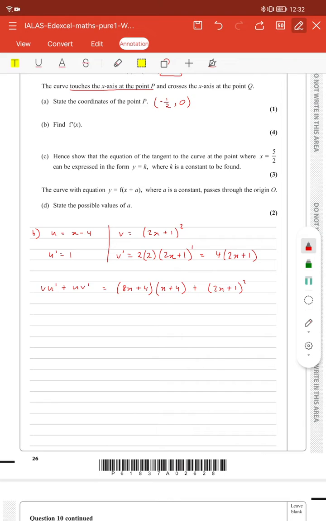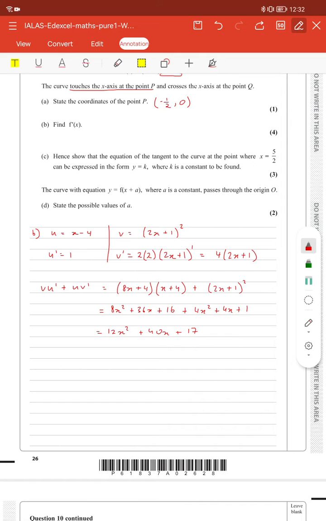Now in its simplest form we can multiply all of this out. So we can get 8x squared plus 36x plus 16 plus 4x squared plus 4x plus 1. If we collect like terms, we get 12x squared plus 40x plus 17.